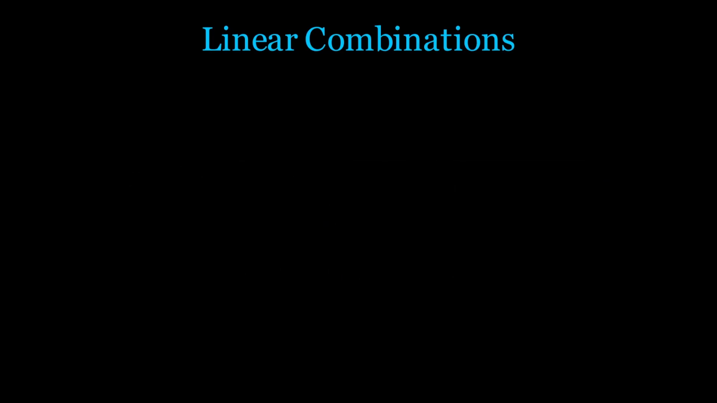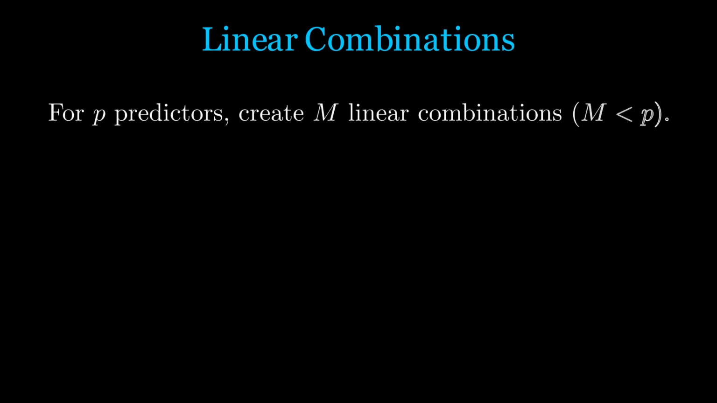In terms of the formal definition and notation for this process, for p predictors, dimension reduction methods create m linear combinations, where m is less than p. Let z sub m represent these combinations. Each z sub m is expressed as a weighted sum of the original predictors. Here, phi represents the coefficients, or loadings, that define how much each original predictor contributes to the new combination. And x sub j represents our original predictors.